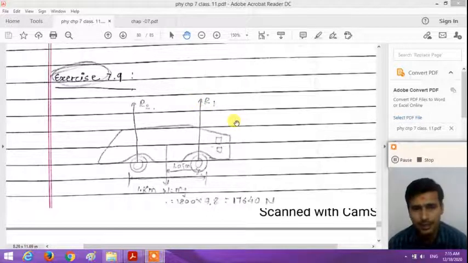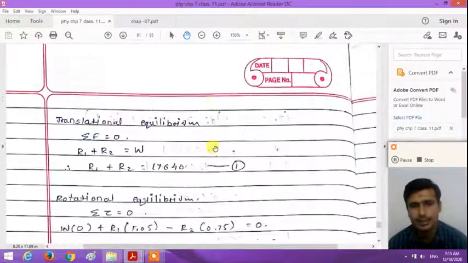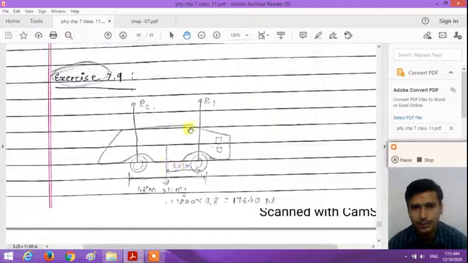So how can we calculate this normal reaction force? By taking a translational equilibrium condition and a rotational equilibrium condition, right? So if we consider the translational equilibrium condition, different forces are acting on the body. The first force R1 on the front axle, second force R2 on the back axle, and the weight force of the car W in the downward direction at the center of gravity.